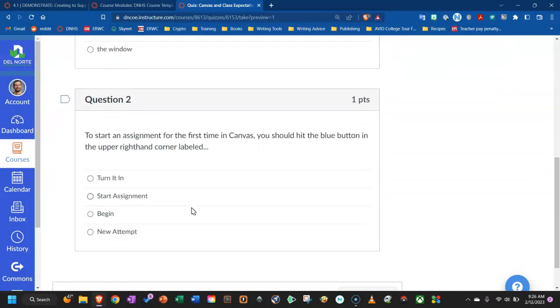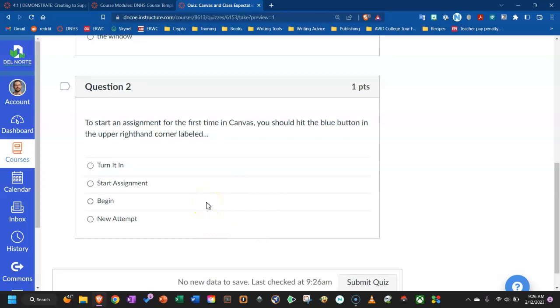As far as Canvas goes, I would be asking students how they go about navigating Canvas and making sure that they really understand the specific language or button that they're looking for. So this question says, to start an assignment for the first time in Canvas, you should hit the blue button in the upper right-hand corner labeled, and we know that that is Start Assignment. In a different assignment, I pointed out that sometimes when we say hit the turn in button, it can be confusing because that's not what is seen on screen. So I really want to make sure that all of our language is consistent.